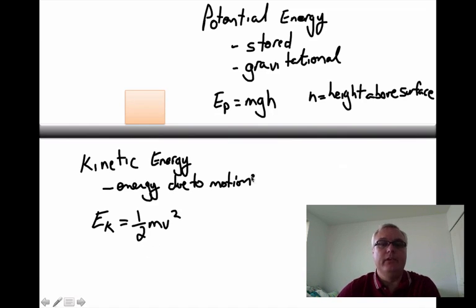Okay? So whenever you do work on an object, you change its energy, either by increasing its gravitational potential energy when you lift it up, or by increasing its kinetic energy by pushing it and giving it some speed. Okay? So that change in energy is equal to the work done on that object.